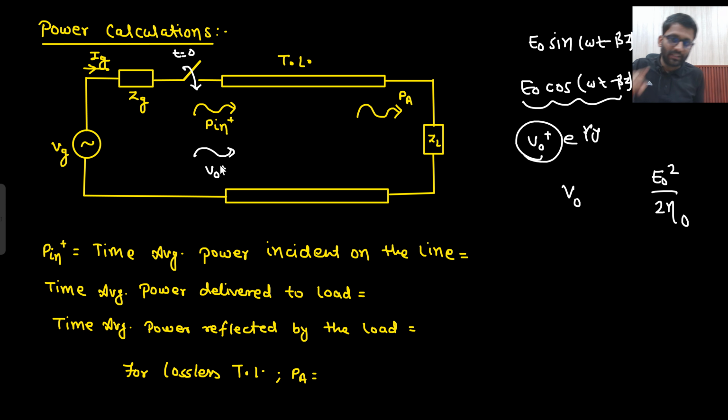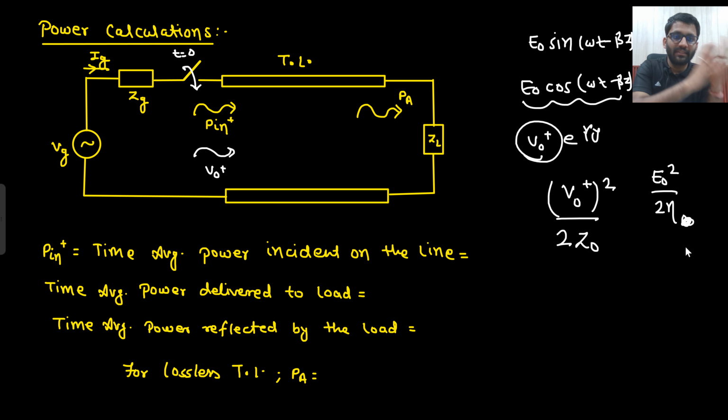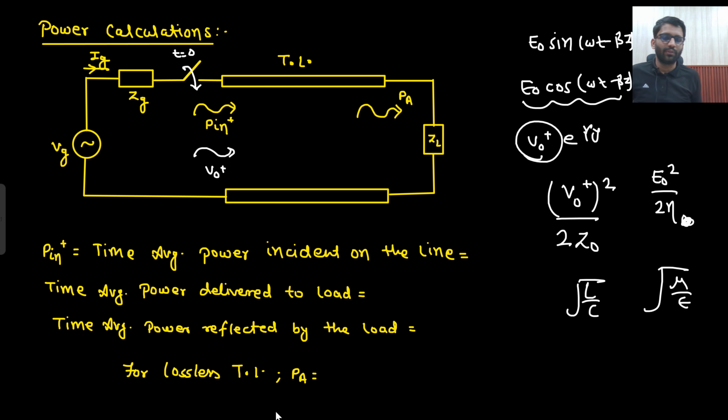Since V naught plus is generated, that power would be V naught plus square divided by 2 Z naught, right? Because eta is intrinsic impedance and Z naught is characteristic impedance, not eta naught. There we used to write only eta. I told you the analogy also, that intrinsic impedance and characteristic impedance are analogous, because eta was under root mu by epsilon, and Z naught was under root L by C.